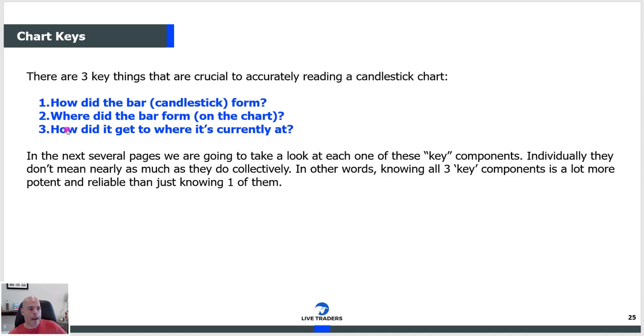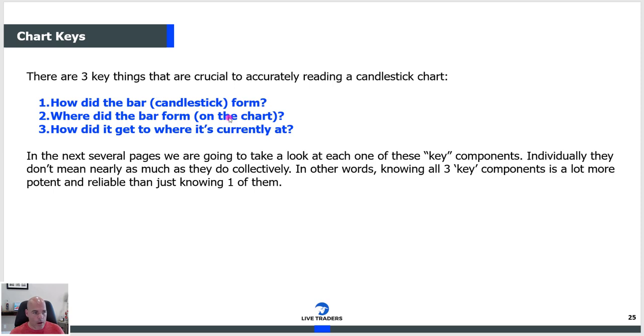And then how did it get where it's currently at? Think about this for a second. You're going, wait a second, isn't that the same as where did the bar form? It's not, okay? What if it was a big gap up or a small gap up, okay? So one, you're looking at where it's at. Is it above resistance? Is it below support? And then how did it get above resistance or below support, right?